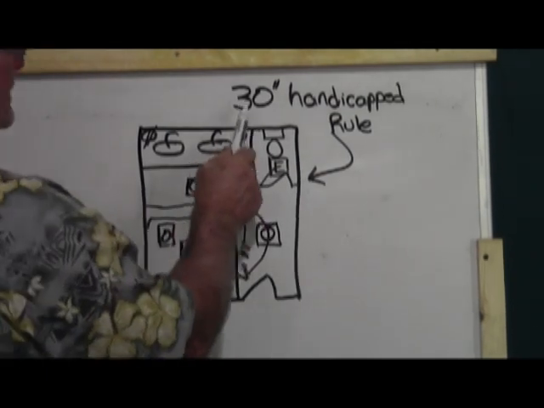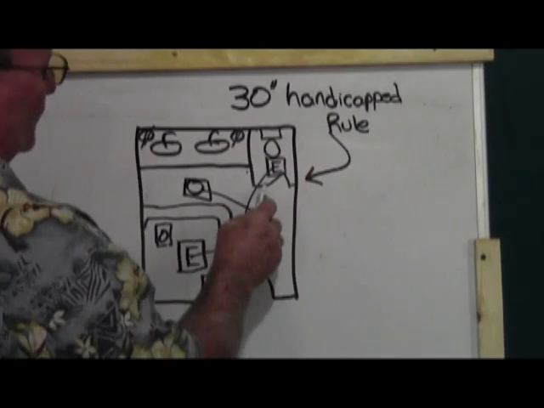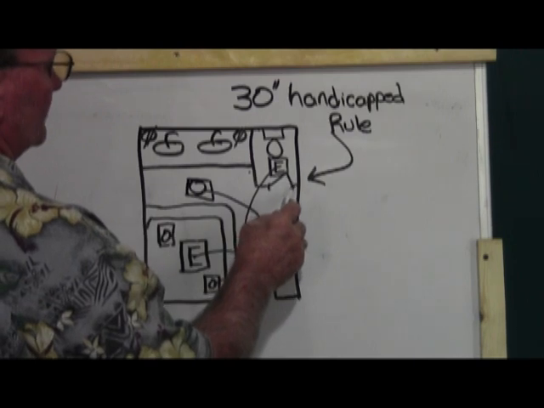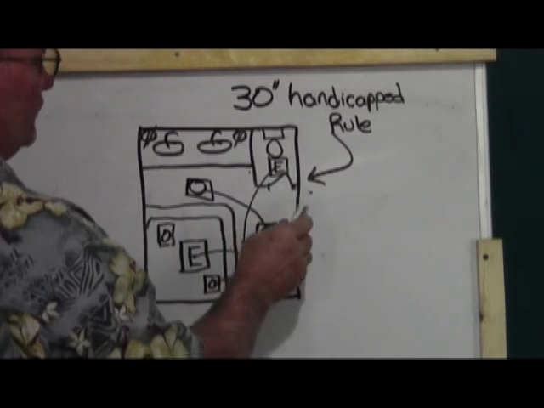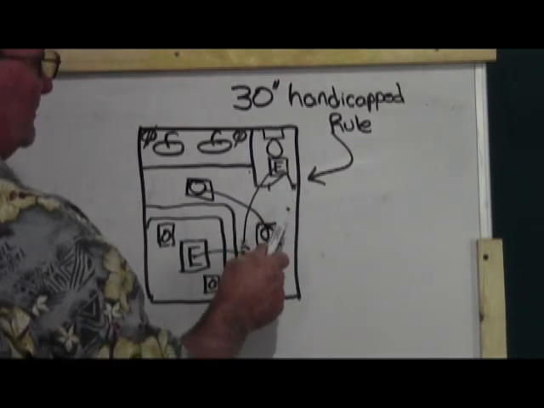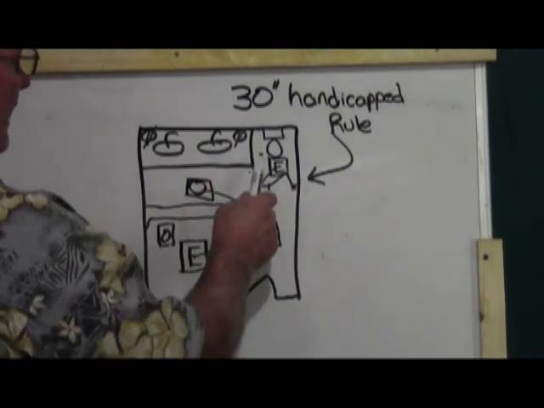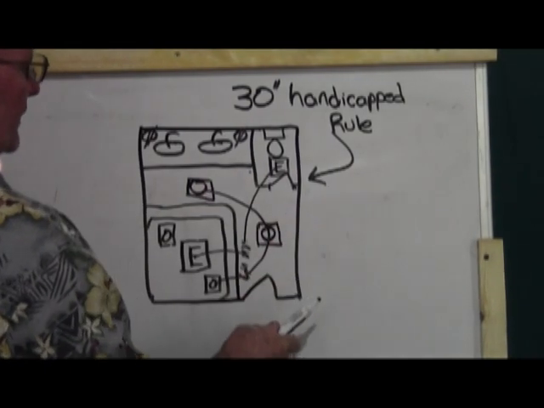Remember the 30-inch handicap rule. The opening to this door has to be a minimum of 30 inches. If it is not, they will fail you and make you reframe everything.